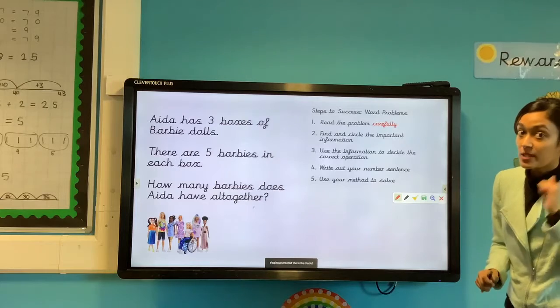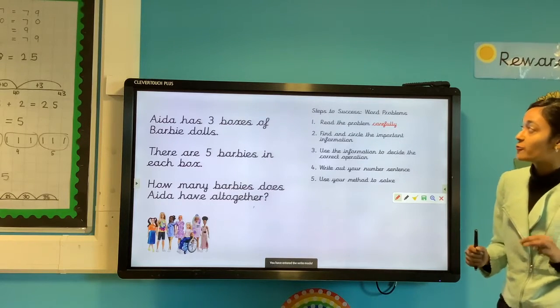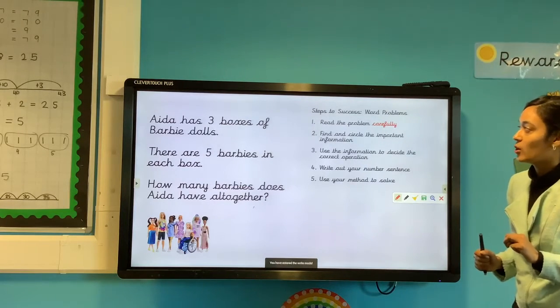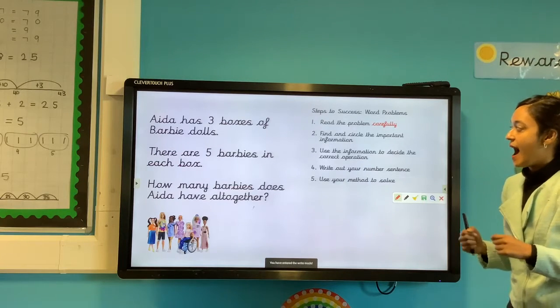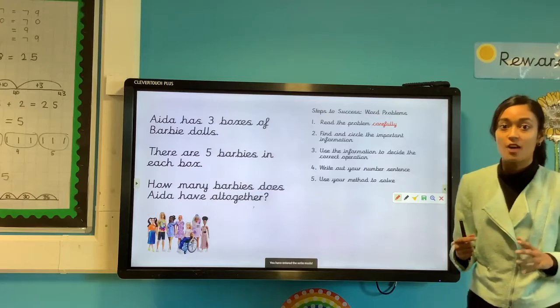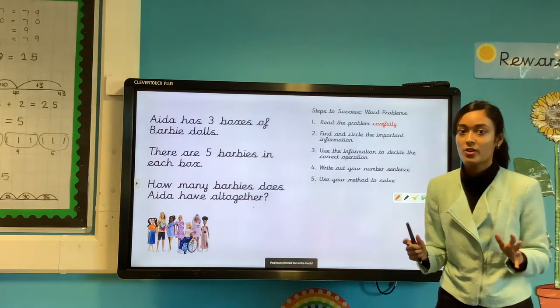Again, step 1, read the problem carefully. So Ida has 3 boxes of Barbie dolls. There are 5 Barbies in each box. How many Barbies does Ida have altogether? Okay, what's step number 2?